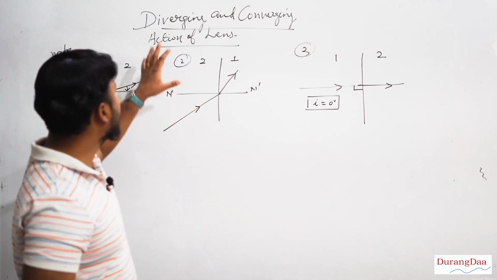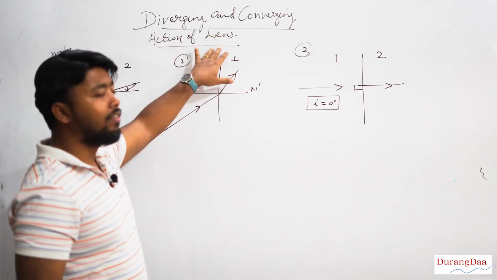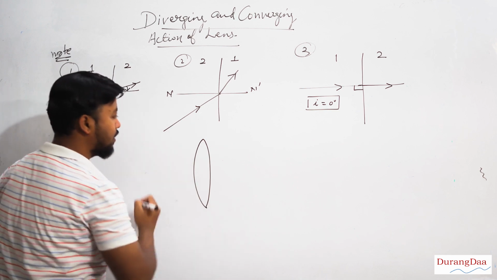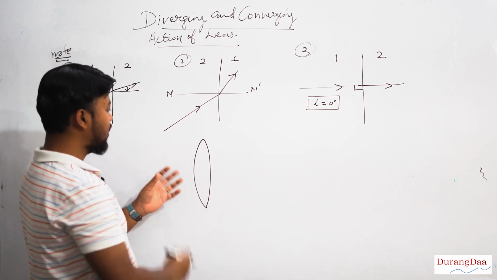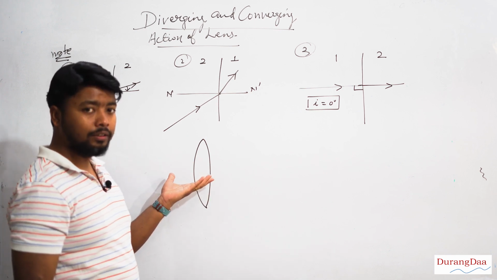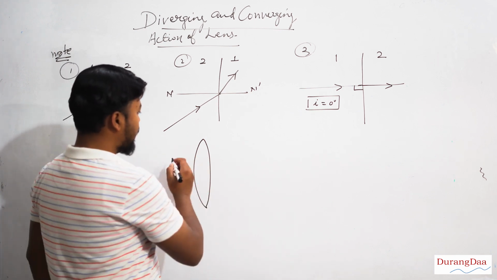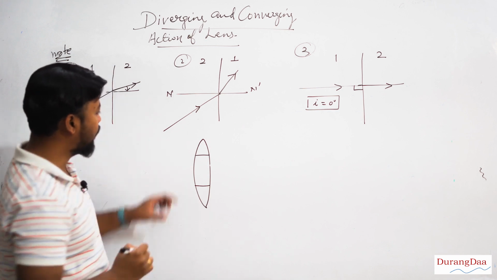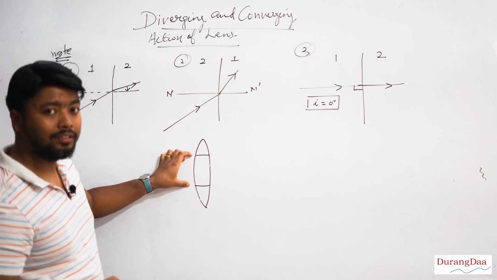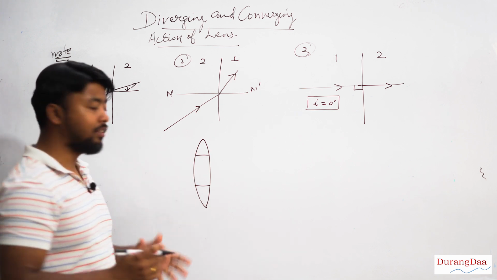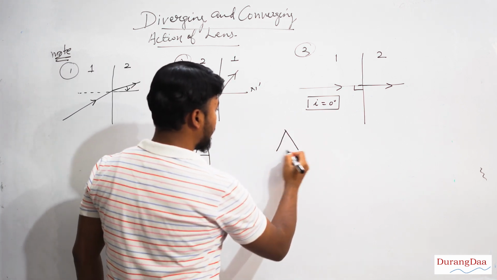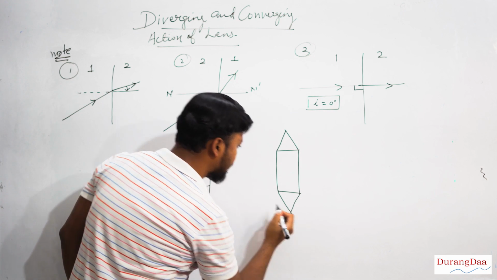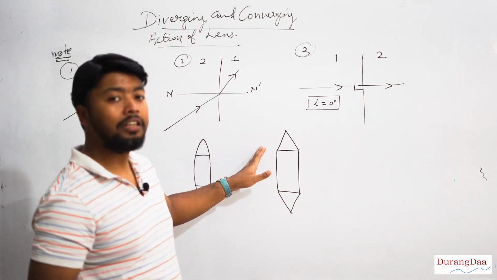Now, in order to understand the diverging and converging action of lenses, you have to consider this convex lens. This is a convex lens, but to study the action you have to consider it as a thick lens. We may divide this lens into 3 parts. It might be considered as a set of 2 prisms and 1 rectangular glass slab. So if you are treating the lens as a thick lens, then your diagram will look something like this: 1 prism, 1 rectangular glass slab and another prism. This is how you treat the lens as a thick lens.